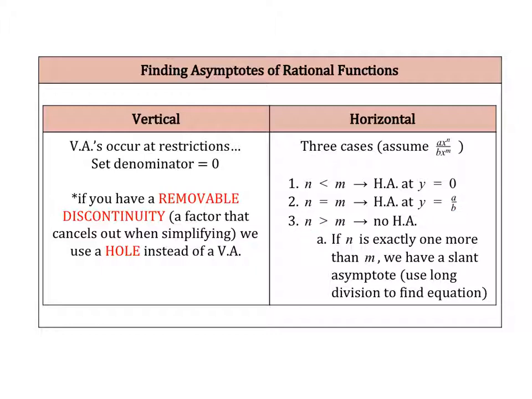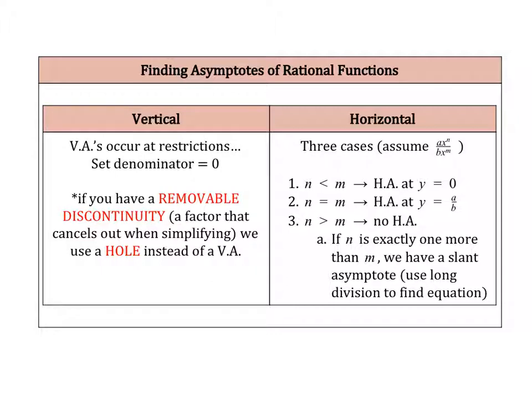And the third case is, well, what if the numerator degree is larger than the denominator degree? So anytime you have this case, you are not going to have a horizontal asymptote, because if your numerator is increasing faster than the denominator, you're just going to approach infinity, which again means you don't have a horizontal asymptote.